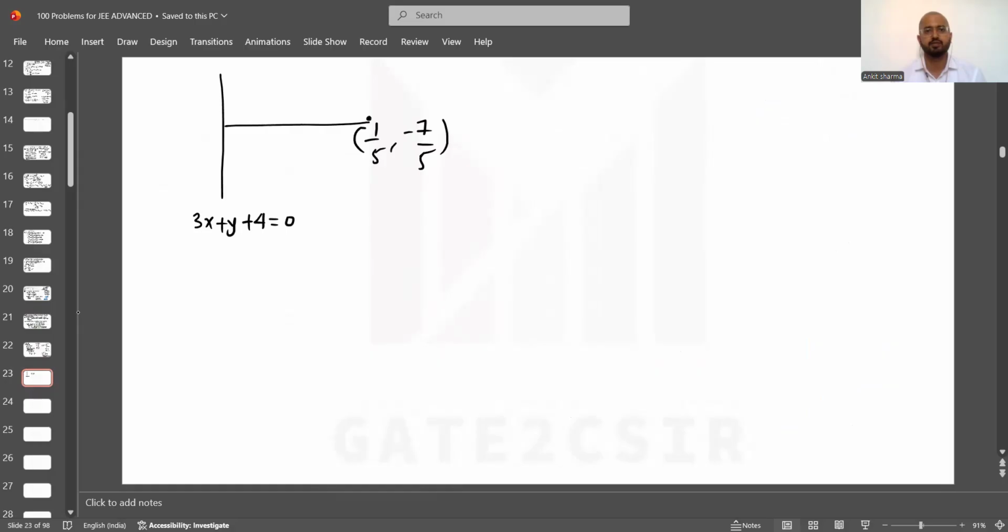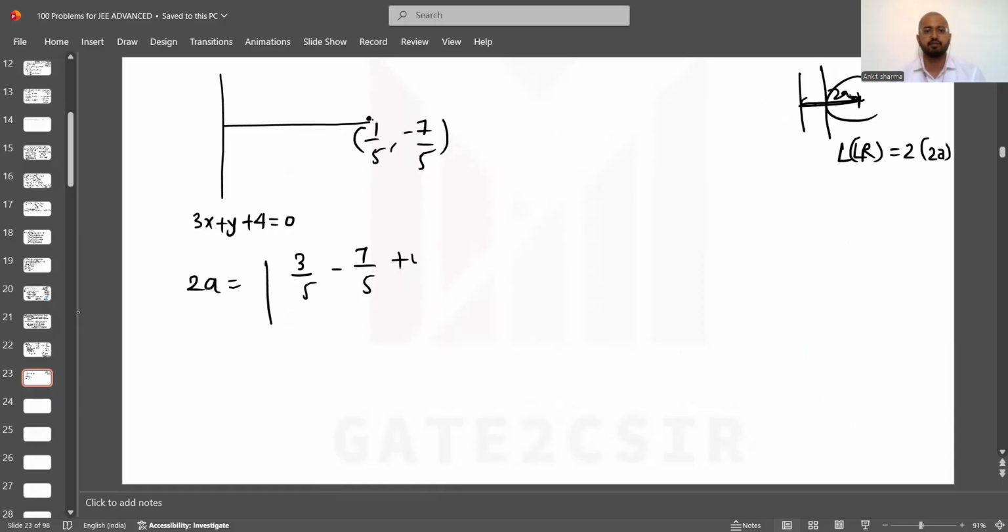So we know that the distance from focus to directrix, if I have a standard parabola, so this is the focus, this is the directrix, and this distance is basically 2a. So the length of the latus rectum is 2 into 2a. So I'll find out 2a from here. 2a will be the perpendicular distance of this point from this line, which is modulus of 3 by 5 minus 7 by 5 plus 4 upon square root of 10, which is 9 plus 1. So this is my 2a.